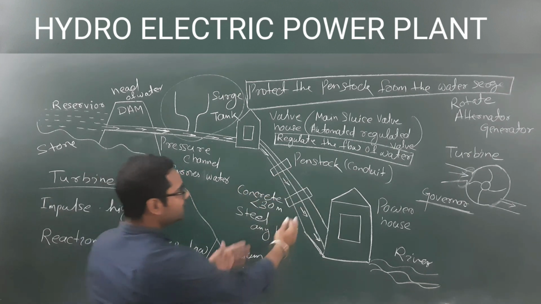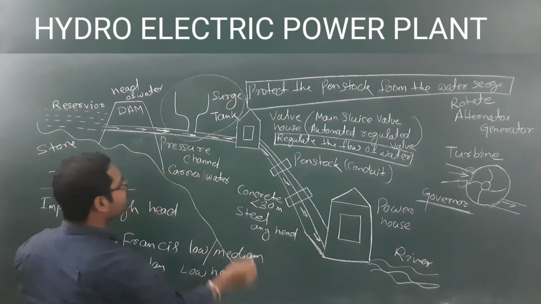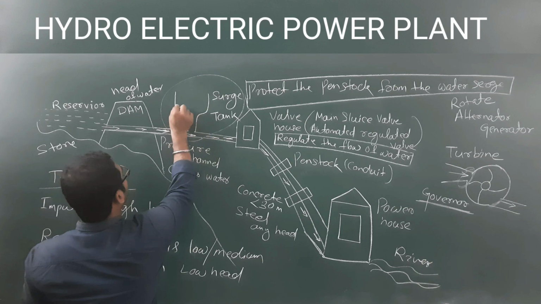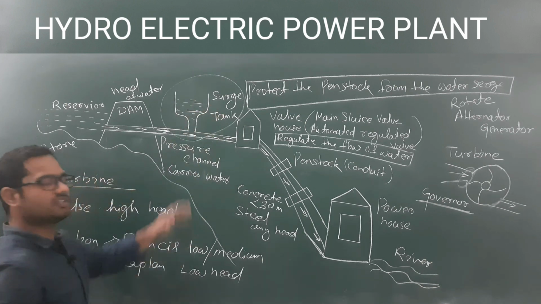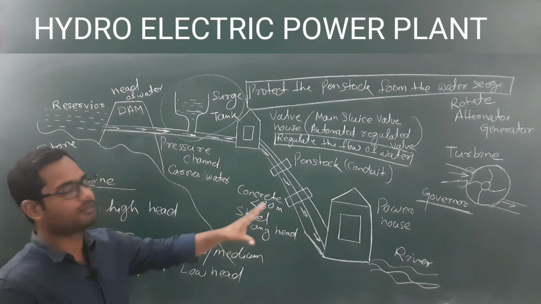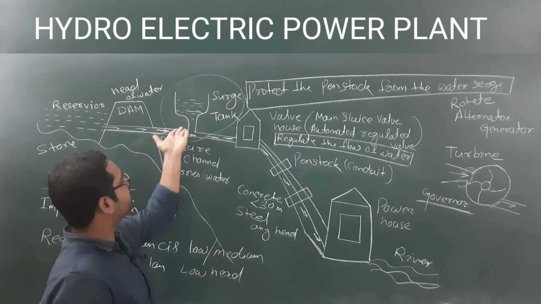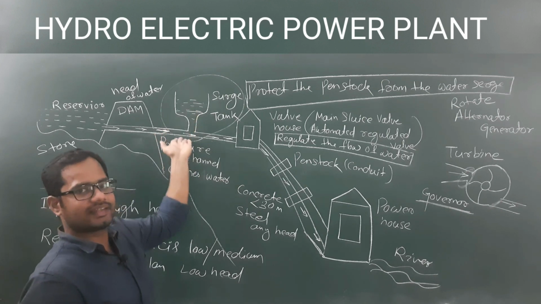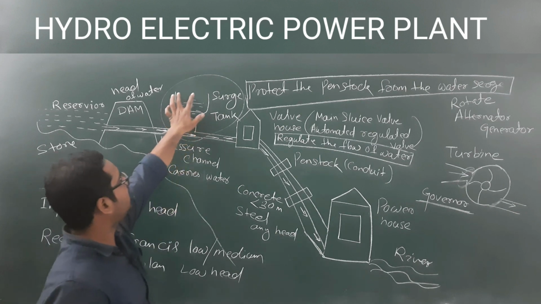Okay. Whenever it will try to burst out, what happened? That pressure can be released by your surge tank. Your surge tank will protect the penstock from the surge. Whatever surge will be there, that pressure will be released by the increasing and decreasing level of the water inside the surge tank. It will be an open conduit.